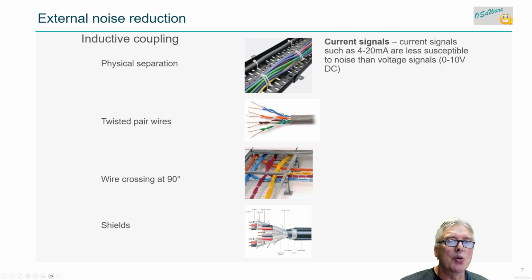Noise reduction, external: physical separation of power and signal, and twisted pair wires, because then, let's say, a special electromagnetic noise is going to induce a voltage on one cable, but they are twisted, so you get the same voltage on both cables basically. For induced too, and then the capacitance is also kind of evened out. Wire crossing at 90 degrees is for the magnetic fields. We don't have parallel wires, we cross them, and then the magnetic field is not going to induce much in that wire.